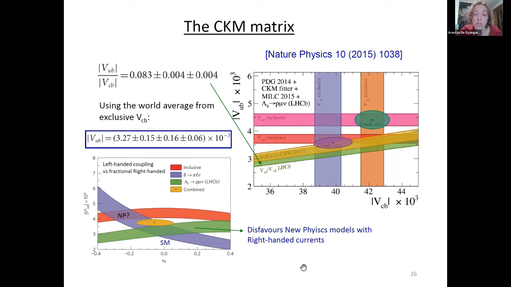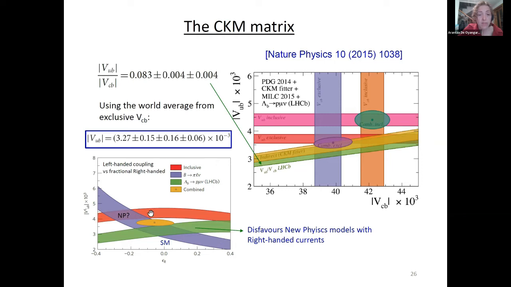This has triggered some models trying to introduce, for instance, right-handed currents or some new physics, and checking: if I put some new physics with right-handed currents in my model, will we be able to describe things better? I mean, to have a better agreement between exclusive and inclusive, for instance. This has been argued, but it was in fact disfavoring the new physics models.